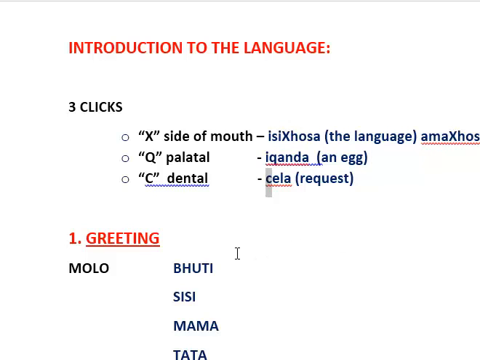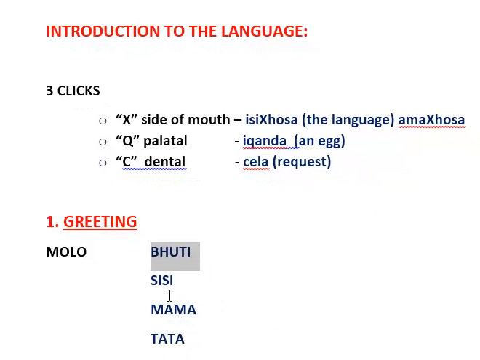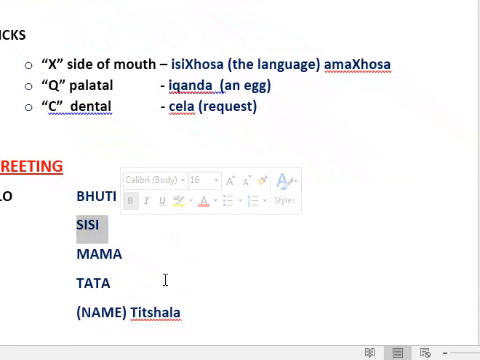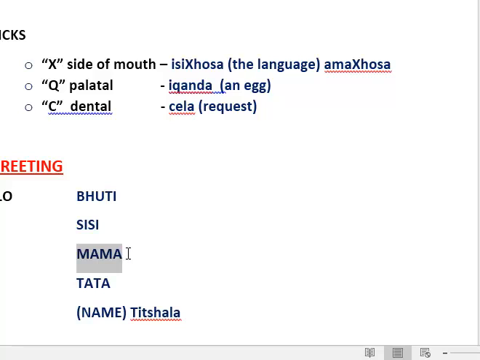We kick off then with a greeting. Molo to one person. Molo. And you can say molo buti to a young man. Molo sisi to a young lady. Molo mama to a lady older than yourself. Molo tata to a man older than yourself. And when you get to know the person by name, you can address him or her by that name by saying Molo John, Molo Peter, or as in my case, Molo Tichala.